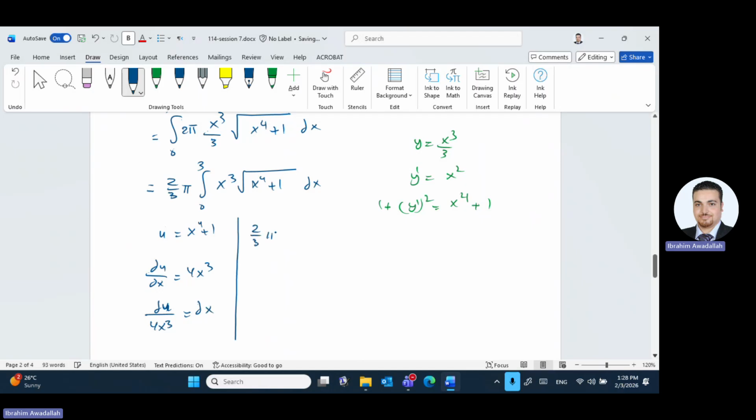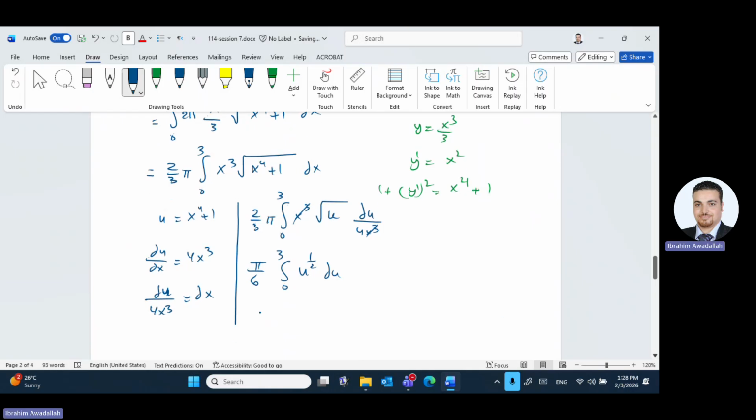2 over 3 pi times the integration from 0 to 3, x to the power 3, the root of u, du over 4x to the power 3. This will be cancelled. Multiply this 4 here, will be 12, 1 over 6, or pi over 6. Now the integration from 0 to 3, u to the power half du. And this will be pi over 6, u to the power 3 over 2, times 2 over 3.